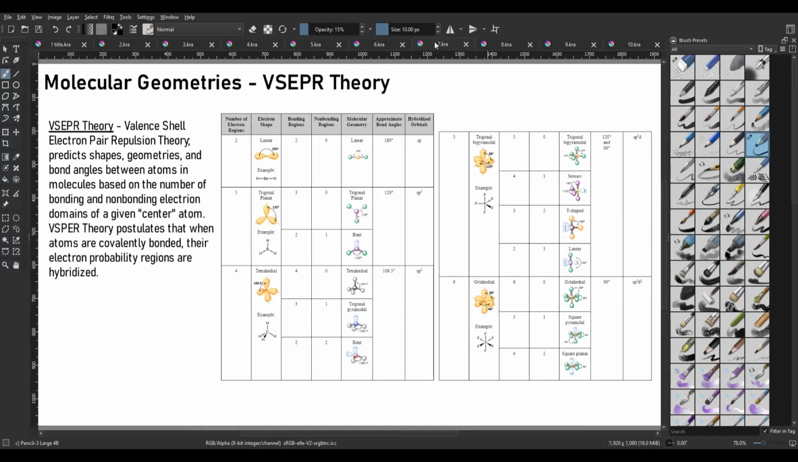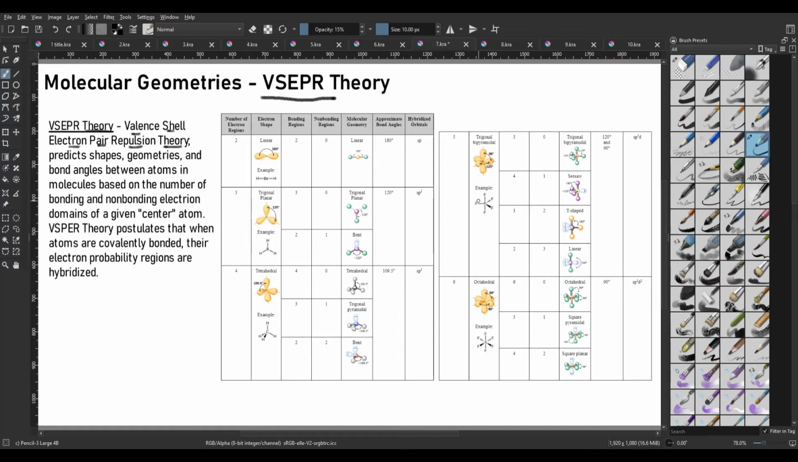The leading and most experimentally verified model for molecular geometries is called VSEPR, or as I pronounce it, VESPER. It stands for valence shell electron pair repulsion, and then there's a theory at the end. Theory just means it's something that's been put forward and experimentally verified, so we know it's a good thing.